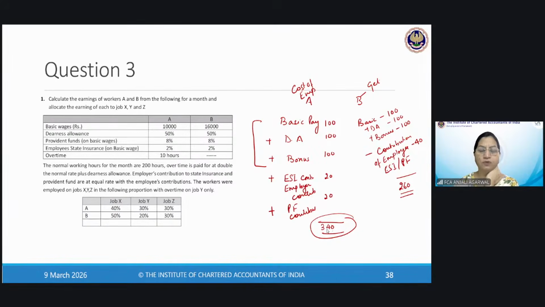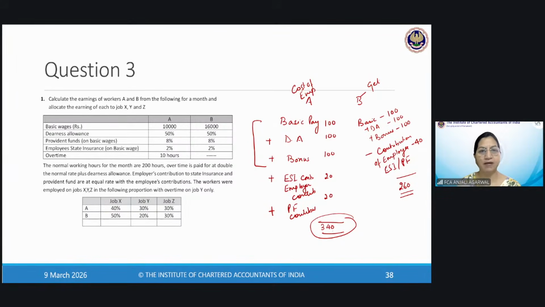Generally, PF will include DA also, that you have learned in your taxation. So salary means basic plus dearness allowance, until and unless it is specifically said that it is not part of the salary. Now, having explained that, calculate the earnings of worker A and B from the following for a month and allocate the earnings to job X, Y, and Z.